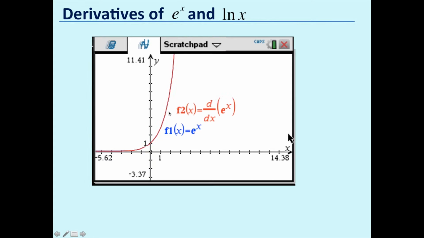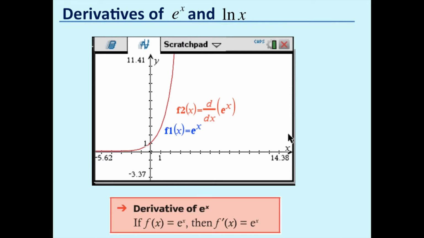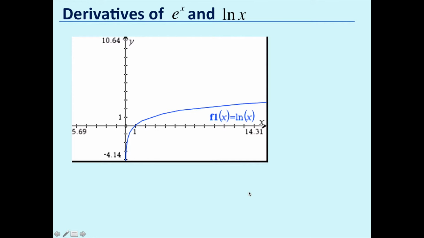but also we can see that the gradient at this point increases. So what we have here with e to the x is the special case where the derivative of the function is actually the function itself. So that's the first thing to note. If we have f(x) equals e to the x, the derivative f dash x also equals e to the x. The next special case we're going to look at then is the case of ln x.